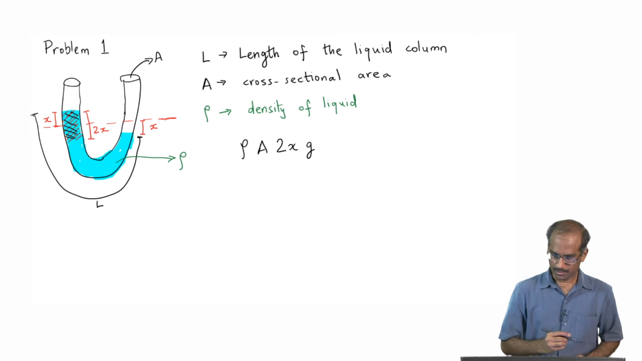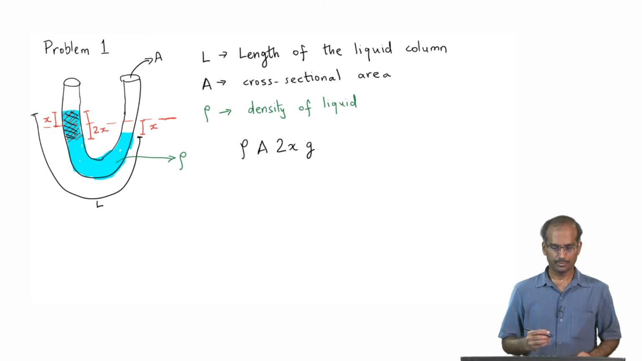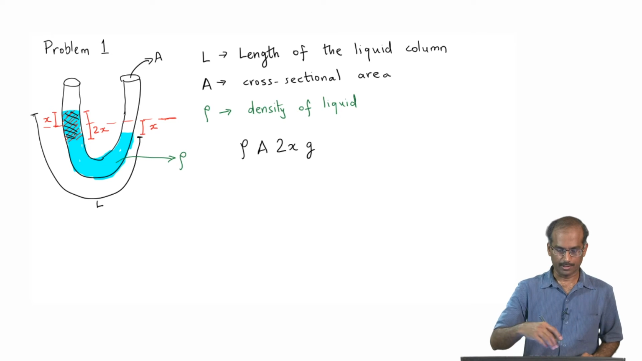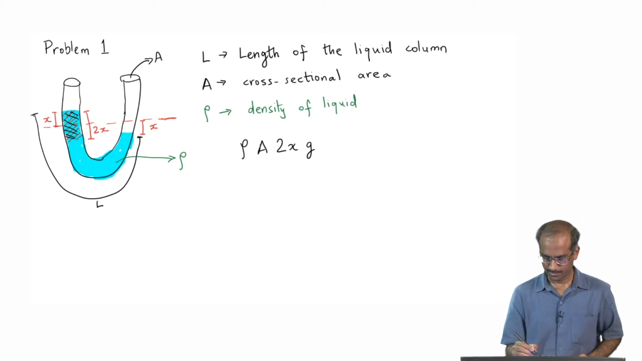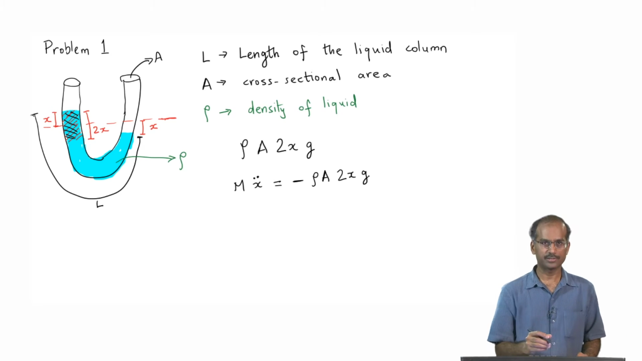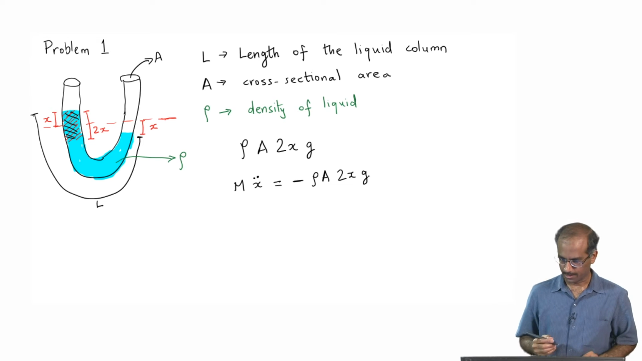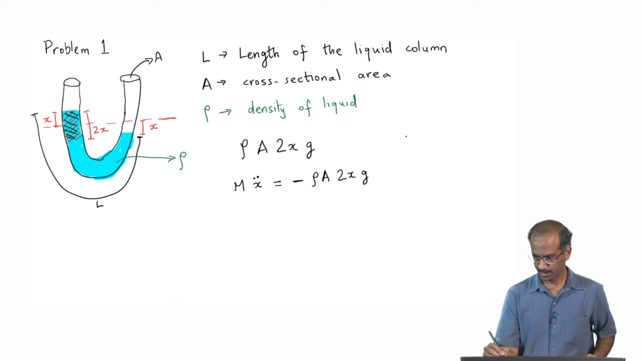Now, this will have to be equated to the mass of the oscillating part of the liquid. So, I would write m x double dot is equal to minus rho A 2x into g. So, what is the mass of the entire liquid that we have here? Let me write it out here.